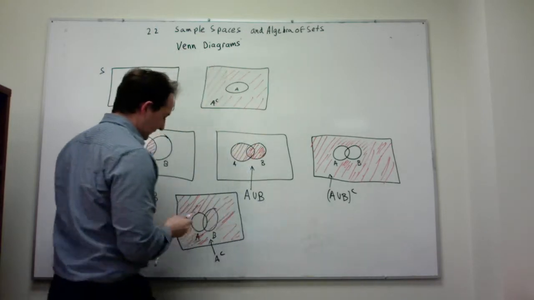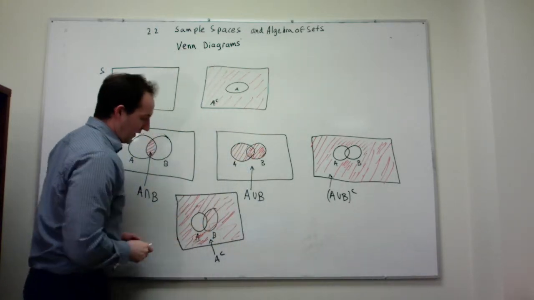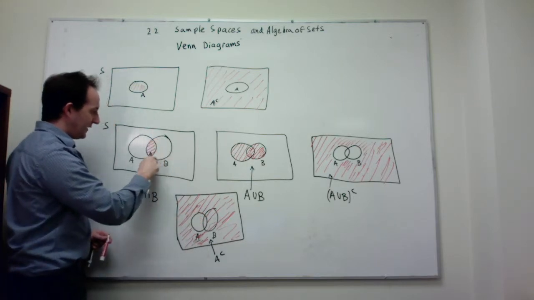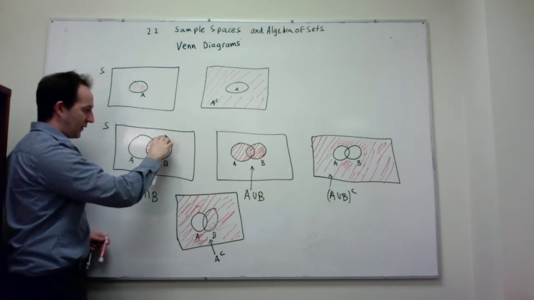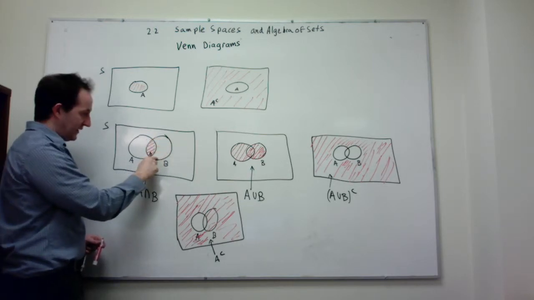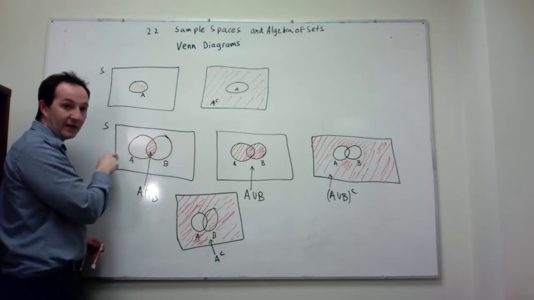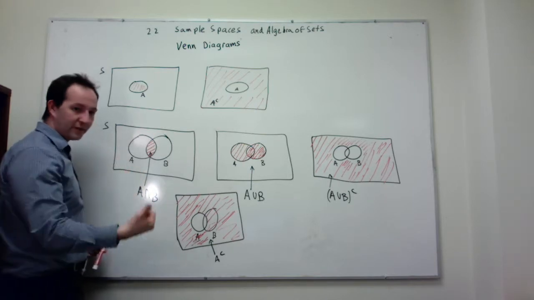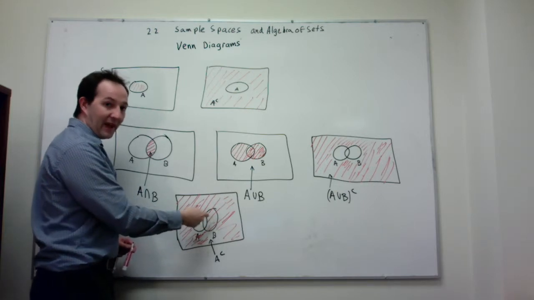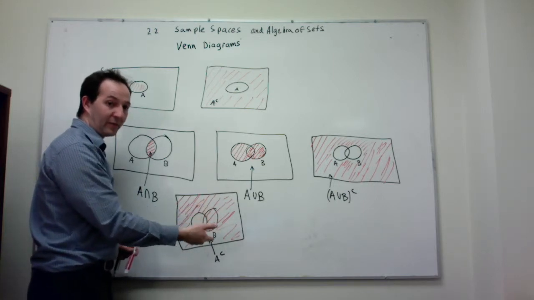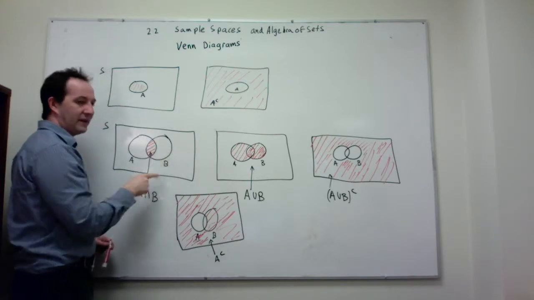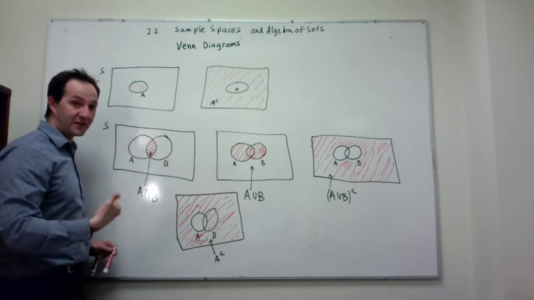Now, if I want to describe the part here, that's just this half moon part, that is the set of elements that are in B, but are not in A. And I can also write that as saying that is the set of elements that are in B and are in the complement of A. So this set here is B intersection A complement.